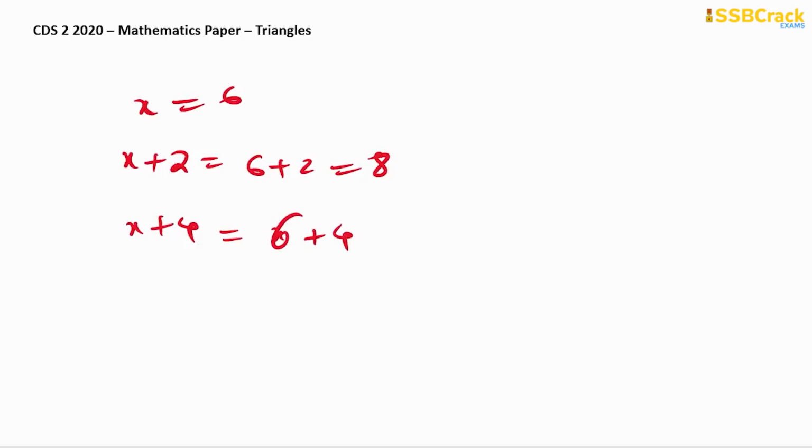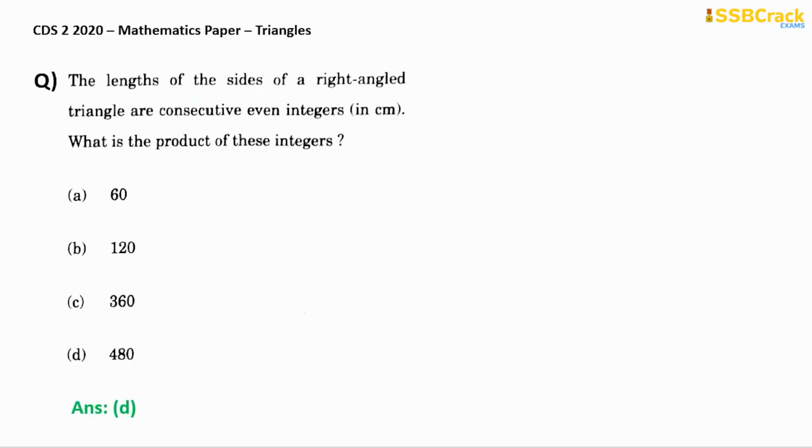So x is 6 means what is the x plus 2 side has to be? It has to be 8. What should be the x plus 4? It has to be 6 plus 4, that is 10. So we obtain all the 3 sides in the provided right triangle. So what is the product of these integers, the integers 6, 8 and 10? Very easy. It is 480. So hence the right key for this particular question is option D.